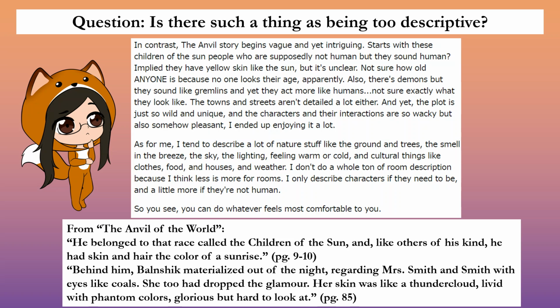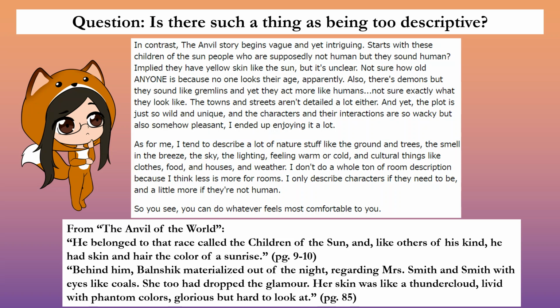There's another odd, very vague description. It's on page 85. Thank goodness this book has page numbers at least, not chapters. This is where we first meet the demon characters. At first, the demon characters don't appear to look like demons, but then later they appear to look like demons. This happens quite early in the beginning. Anyway, it says, "Behind him, Baunshik materialized out of the night, regarding Miss Smith and Smith with eyes like coals. She, too, had dropped the glamour."